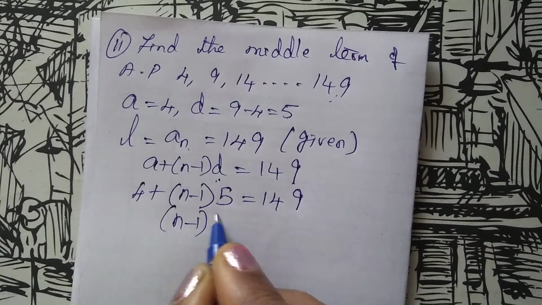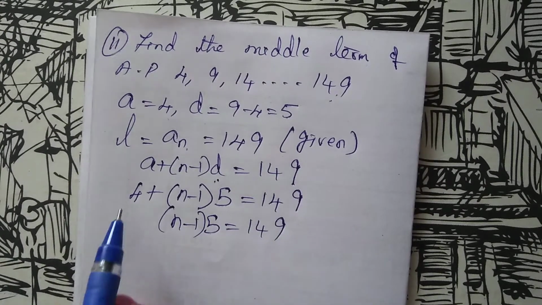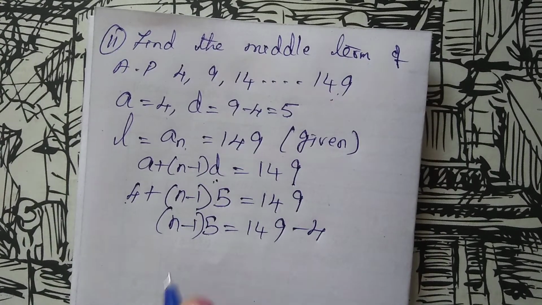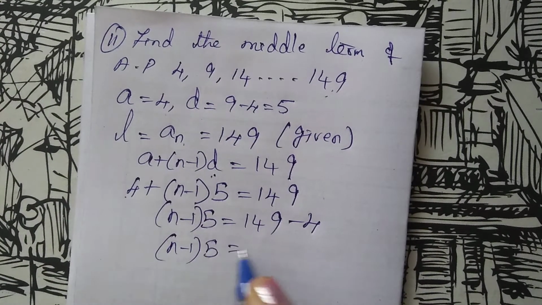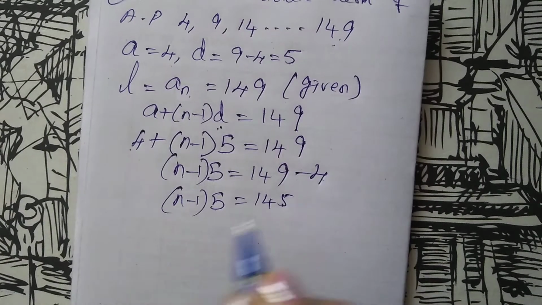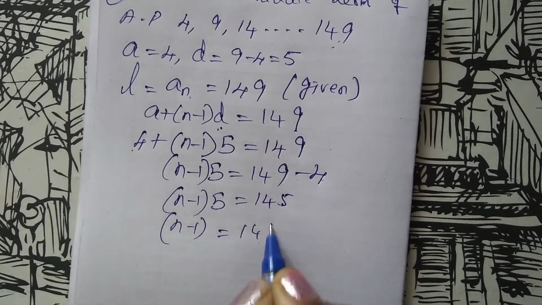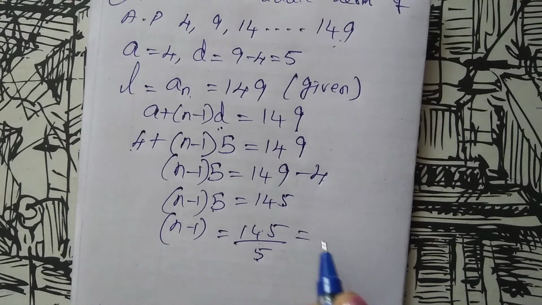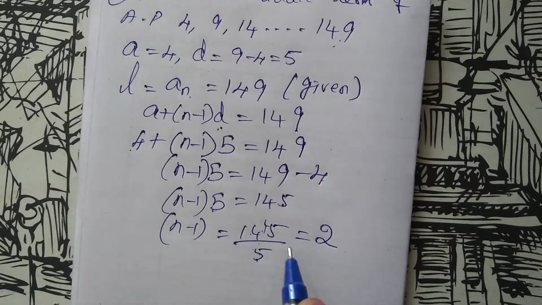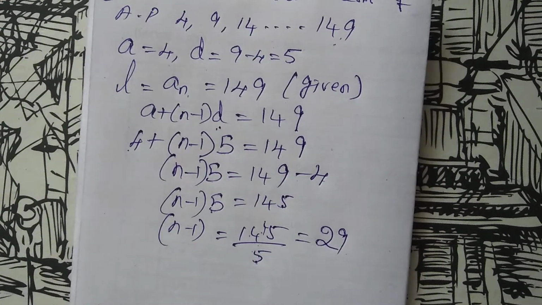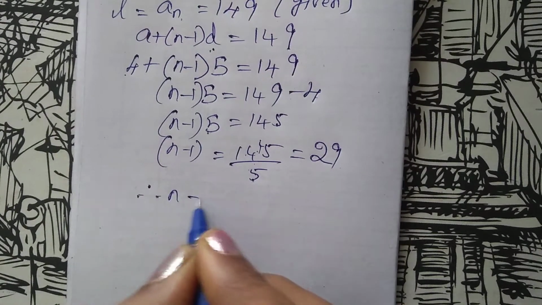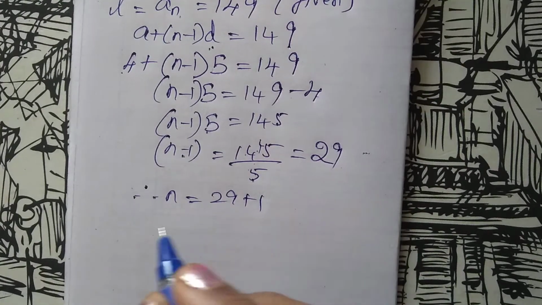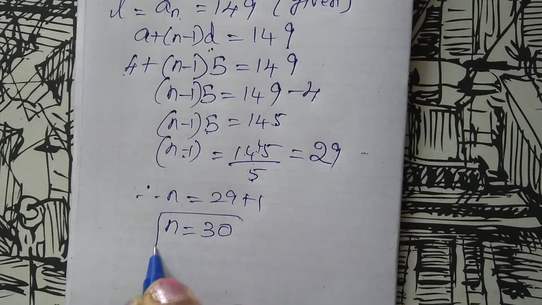So n minus 1 into 5 is 149. This plus 4 gets transposed to the other side as minus 4. So we get n minus 1 into 5 is equal to 145. 9 minus 4 is 5. So what is n minus 1? 145 divided by 5. This multiplication 5 goes to division 5. So 5 will go in 145. 5 2s are 10. Remainder 4, 45. 5 9s are 45. Therefore n minus 1 is 29, so n is equal to 29 plus 1. This minus 1 gets transposed to the other side as plus 1. So n is equal to 30.